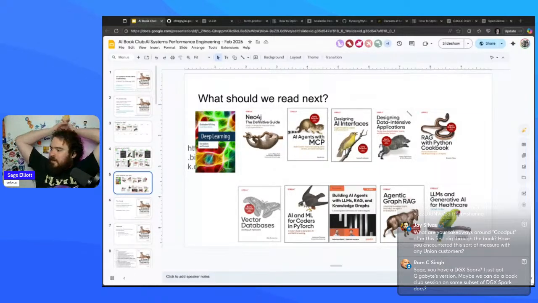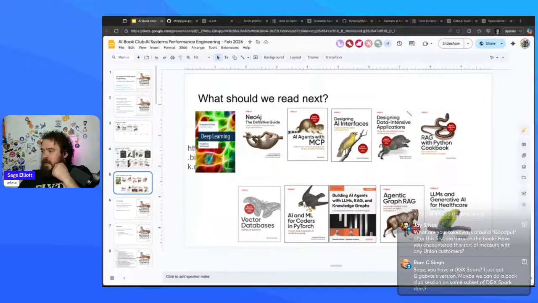Oh, and Ram said, I have a DGX Spark. I just got the gigabytes version, maybe we can do a book club session on some subset of DGX Spark docs. Yeah, I'd be down to do something on a DGX Spark, and it doesn't have to necessarily be through the book club. We can make a separate event on it. So if you want to sync up on it, that'd be awesome. I just got it not too long ago, so I haven't fully played with it.